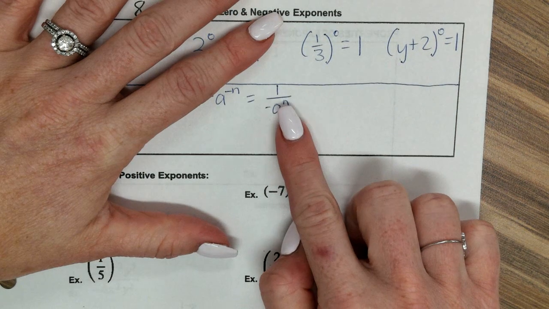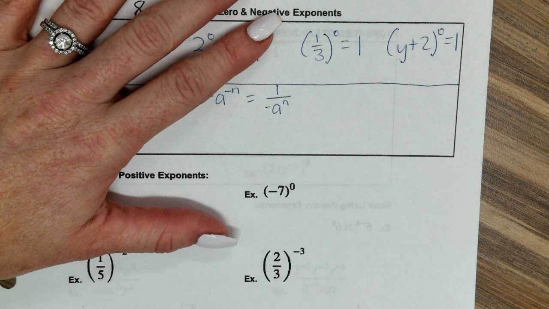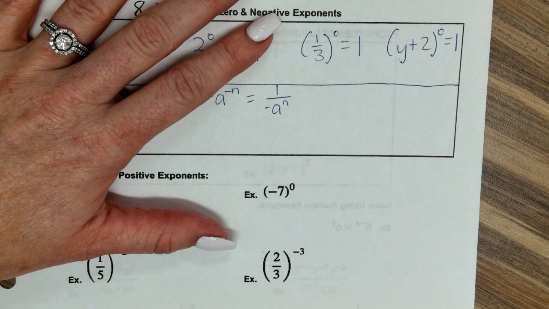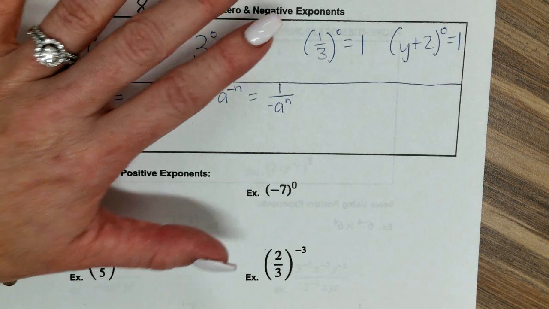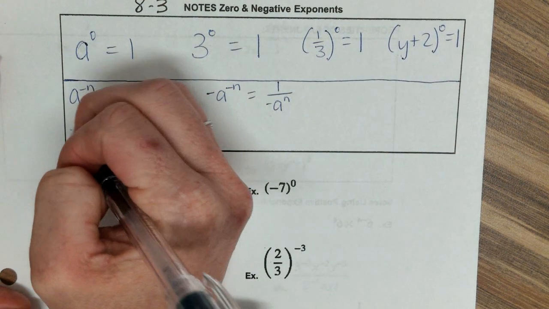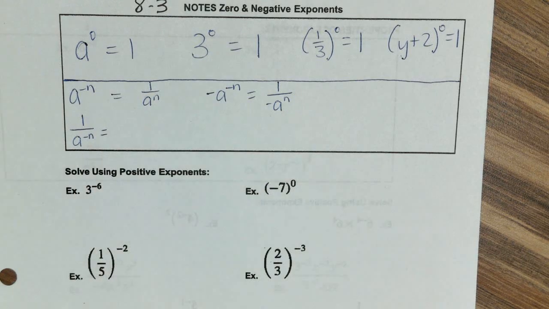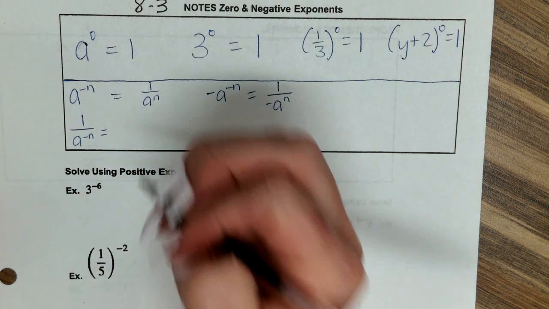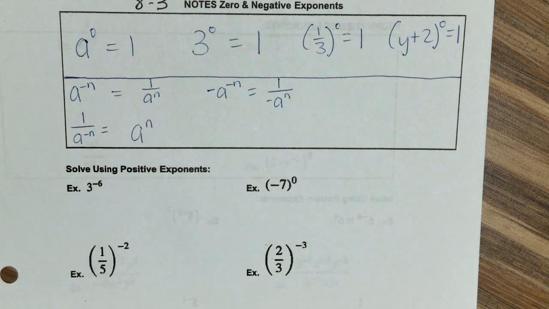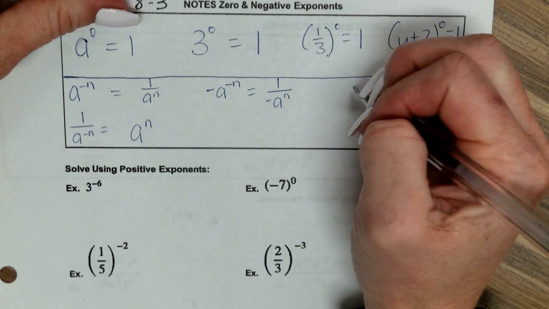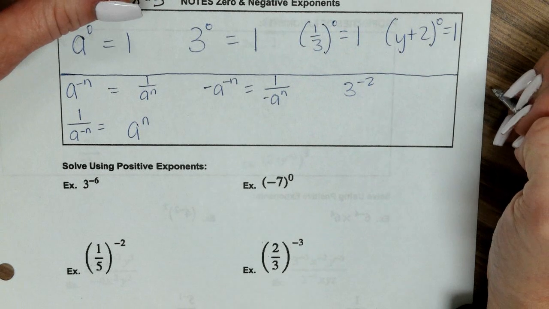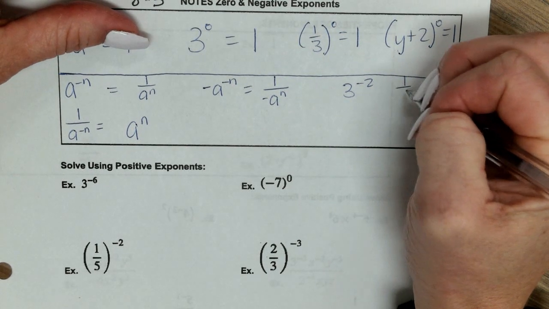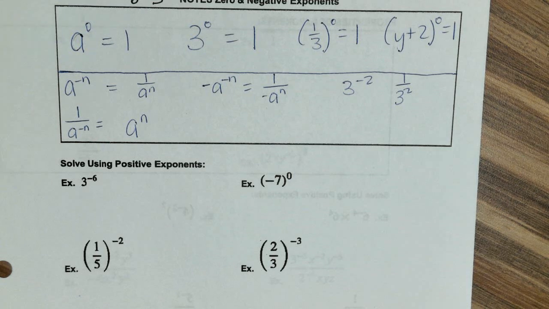When you move it to the bottom of the fraction, it removes the negative exponent. Good? Yes or no? If it's on the bottom of the fraction and it has a negative exponent, then it moves to the top and loses the negative sign for the exponent. Are we okay? So how would I write 3 to the negative 2? 1 over 3 squared, or 1 over 9.